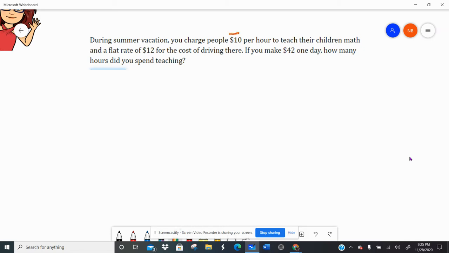So $10 per hour. The thing that is per hour is going to have the variable, right? That's the thing we don't know. We're solving for how many hours. Okay, a flat fee of $12. It's like a one-time fee that they pay for you to drive there. And then you made $42. So let's take all of this important information and write an equation.